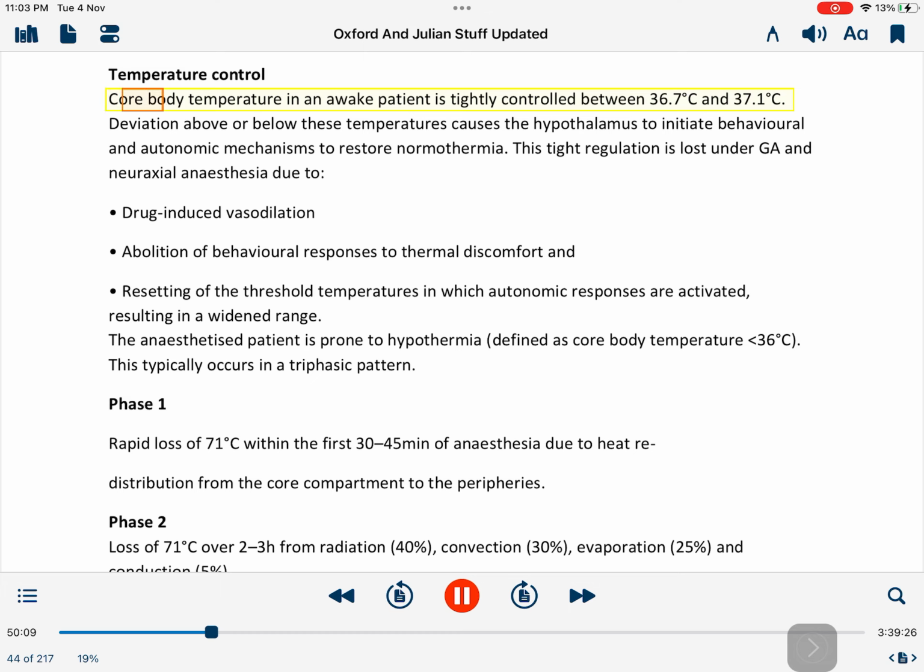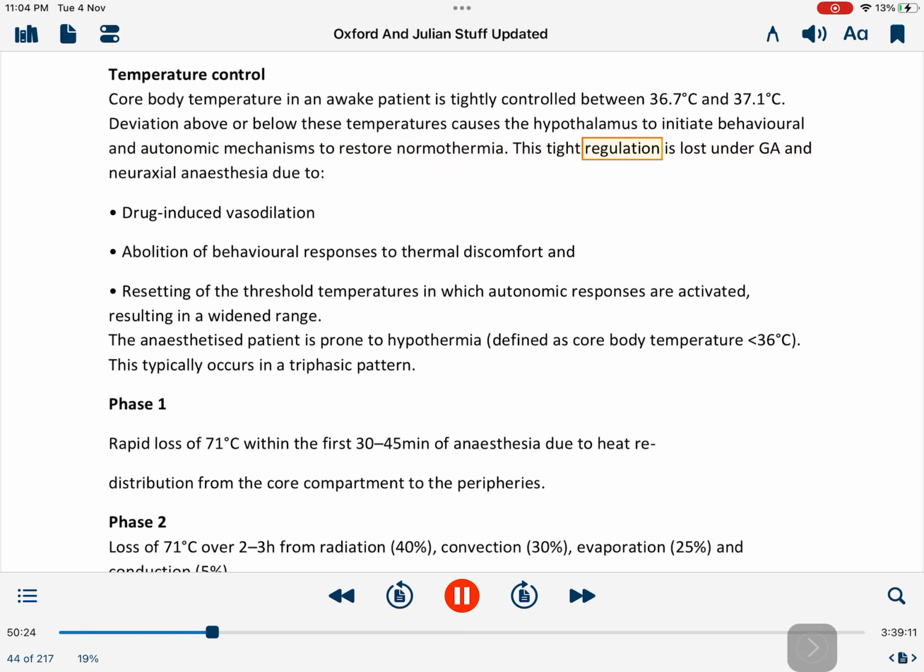Temperature control: core body temperature in an awake patient is tightly controlled between 36.7 degrees Celsius and 37.1 degrees Celsius. Deviation above or below these temperatures causes the hypothalamus to initiate behavioral and autonomic mechanisms to restore normothermia.